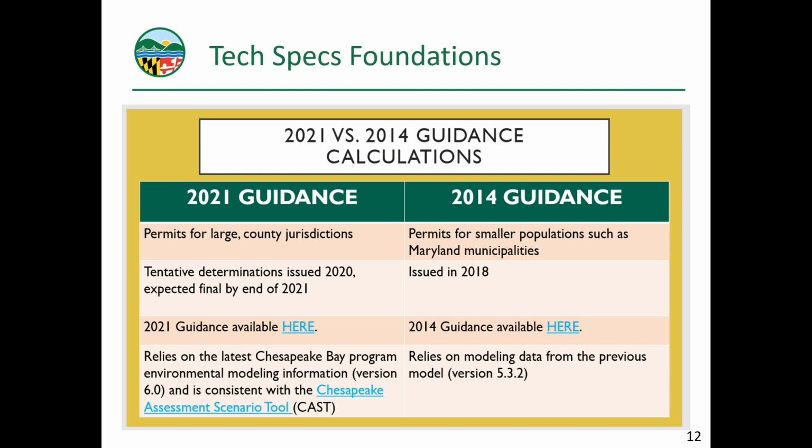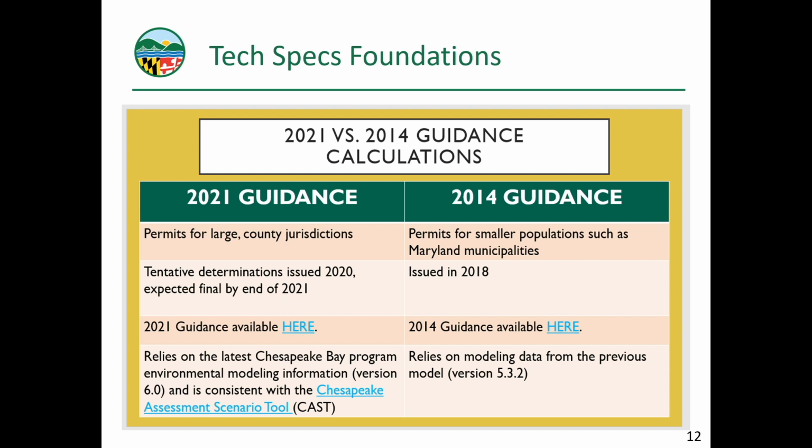The results you get using Ffit will vary depending on whether you select the 2021 or the 2014 guidance. Permits using the 2021 guidance are geared toward large county jurisdictions. As a regulatory agency, MDE is always updating permits based on the latest knowledge and science. The 2021 guidance relies on the latest Chesapeake Bay Program Environmental Modeling Tool, version 6.0, and is consistent with the Chesapeake Assessment Scenario CAST tool.